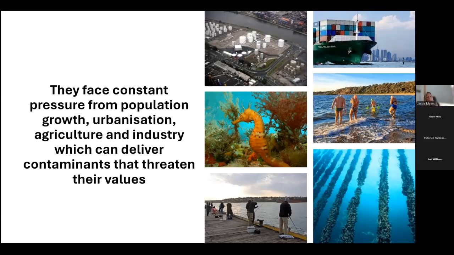However, these ecosystems are facing increasing pressure from things like urbanisation, population growth, and climate change. And all these factors often contribute to contaminant pollution. So when contaminants enter our estuaries and bays, they can degrade water quality, they can harm marine life, and they can impact on all those values that these areas have. To safeguard these systems, it's really essential that we understand where contaminants might come from, how they travel there, and the risks that they might present.